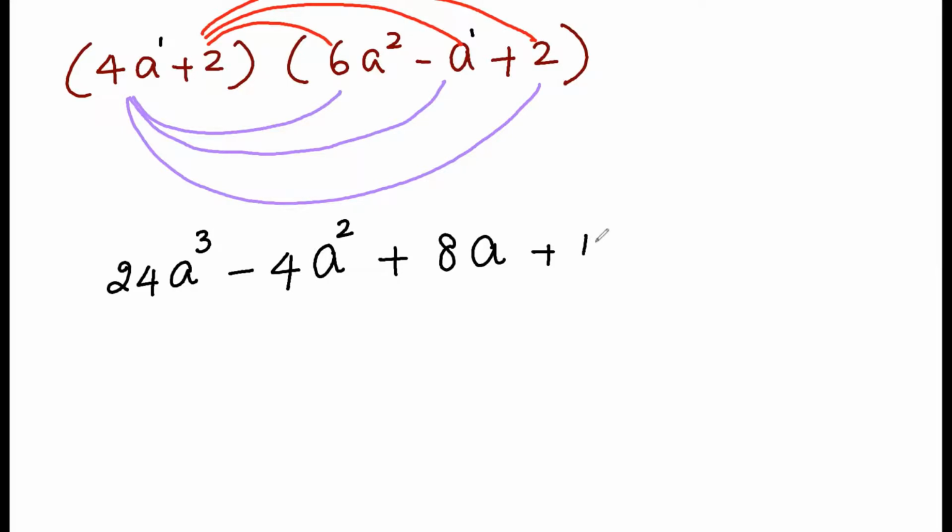Plus, and let's go ahead and distribute 2. 2 times 6 is 12a squared. 2 times negative a is going to be negative 2a. 2 times 2 is going to be 4.